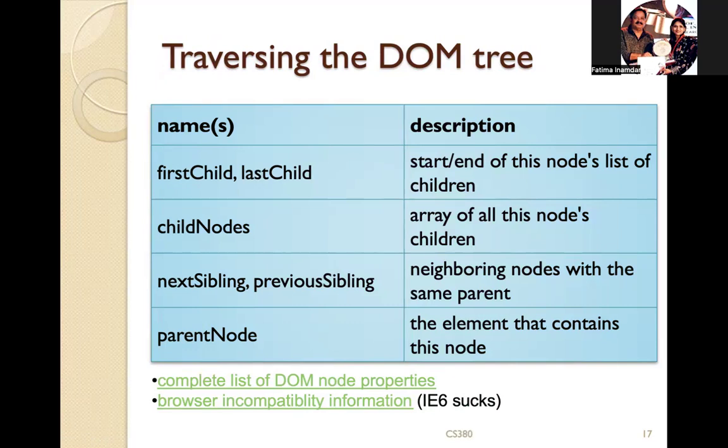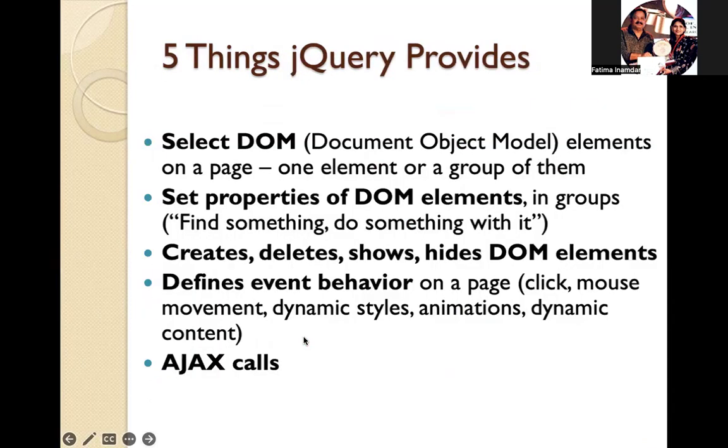Then afterwards, we have to consider traversing the DOM tree. Traversing is always considered from child to node, which means first child and last child, the start or end of the node list of a particular element's children. Child nodes is basically the array of all the node's children. Then next sibling and previous sibling are the neighboring nodes with the same parent, and parent node is the element that contains this particular node.